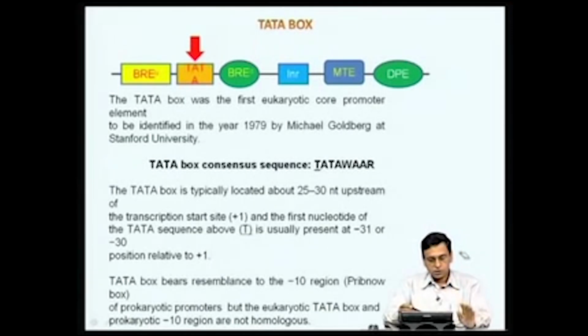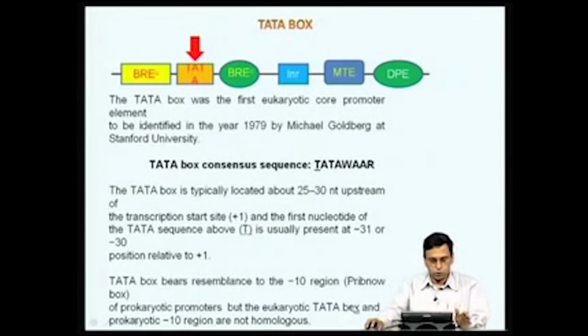Remember, in the first class we also discussed the Pribnow box, or -10 region, and the -35 region, and it is these sequences which are recognized by the sigma factor of the prokaryotic RNA polymerase. The TATA box resembles the -10 region of the Pribnow box, but people have clearly shown that this does not mean the TATA box is a homologue of the Pribnow box. It is just a coincidence that the TATA box more or less functionally resembles the Pribnow box of prokaryotes.